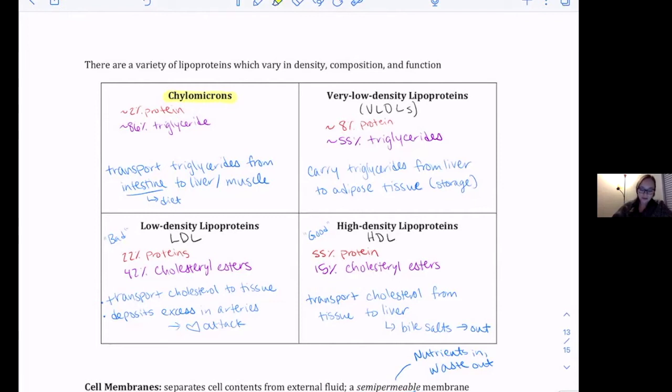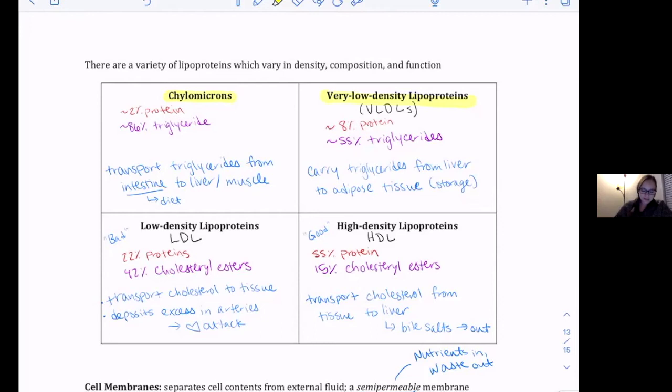We have very low density lipoproteins. The shorthand for that is VLDLs. They have a little bit more protein in them, and then they have a lot of triglycerides as well. And their role is to carry triglycerides from liver to adipose tissue. So taking your fat molecules from liver to adipose tissue, or fat cells, like cellulite, that is pretty much pure adipose tissue. So that is storage or energy storage for further use.